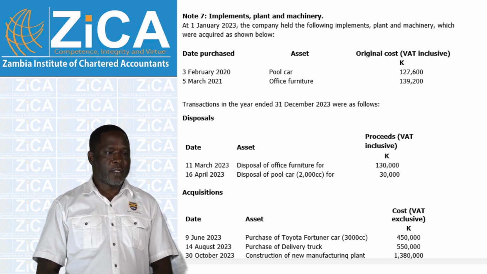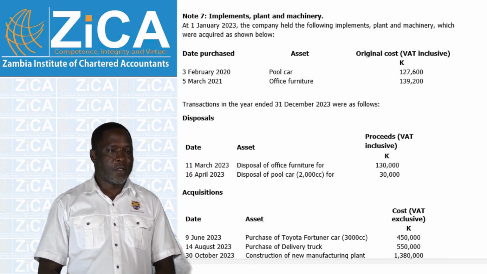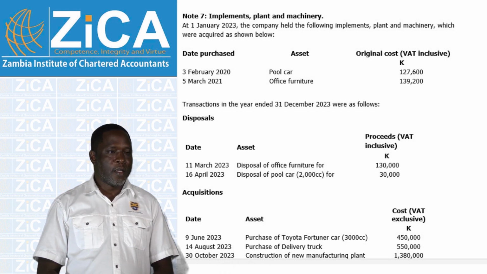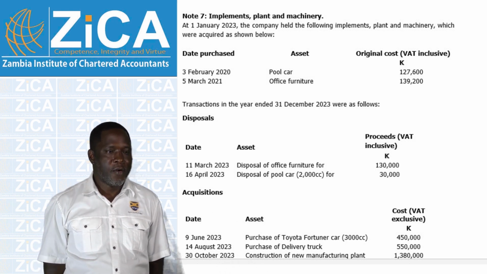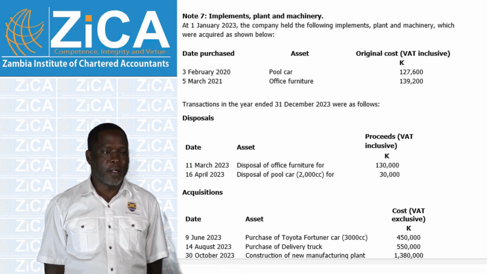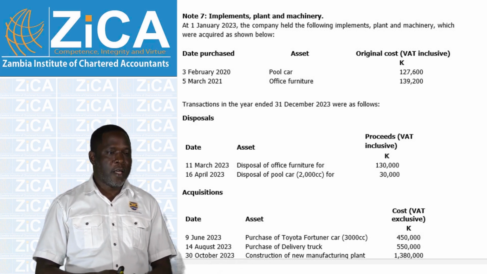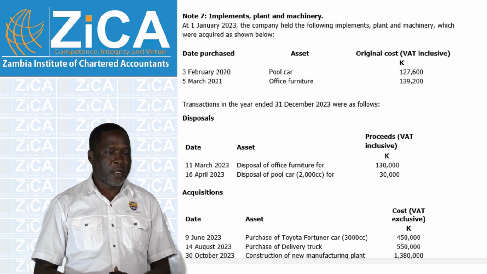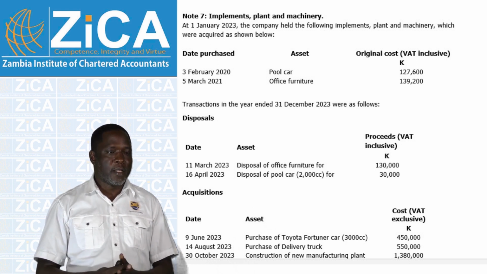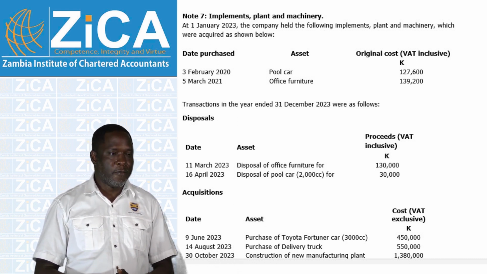So when you look at this question, some of the assets were stated at their VAT inclusive value. The first two assets, the pool car, was stated at the VAT inclusive value of 127,600. The office furniture was also stated at VAT inclusive value of 139,200. Then if we jump to the acquisitions, the assets acquired during the year, which included the purchase of a Toyota Fortuner car, you can see that all those acquisitions were stated at VAT exclusive values.